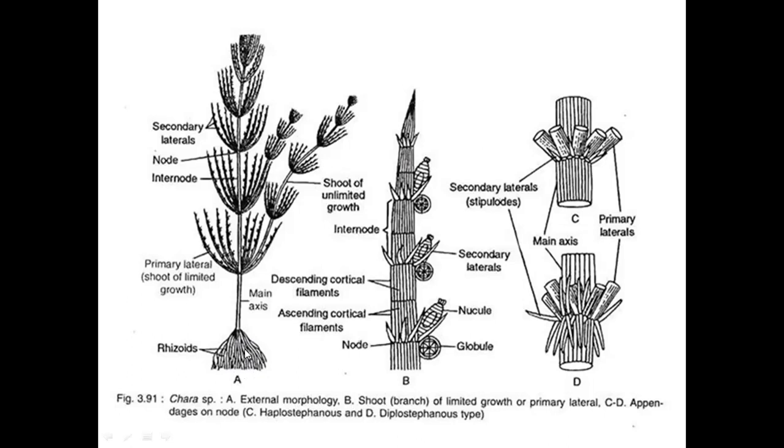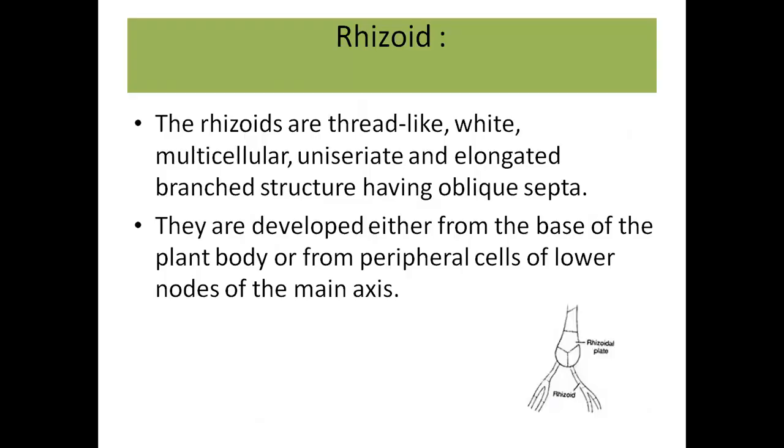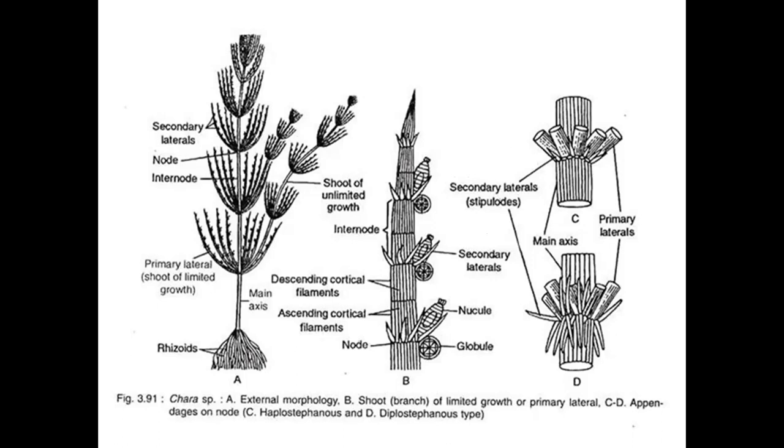It is thread-like, white in color, and you can also see septa, oblique septa, in the rhizoid. This is the enlarged portion of a rhizoid. You can notice different septa here. Then it is multicellular, uniseriate, and they develop either from the base of the plant body or from the peripheral cells of the lower nodes. Mostly they develop from the lower side of the plant body.